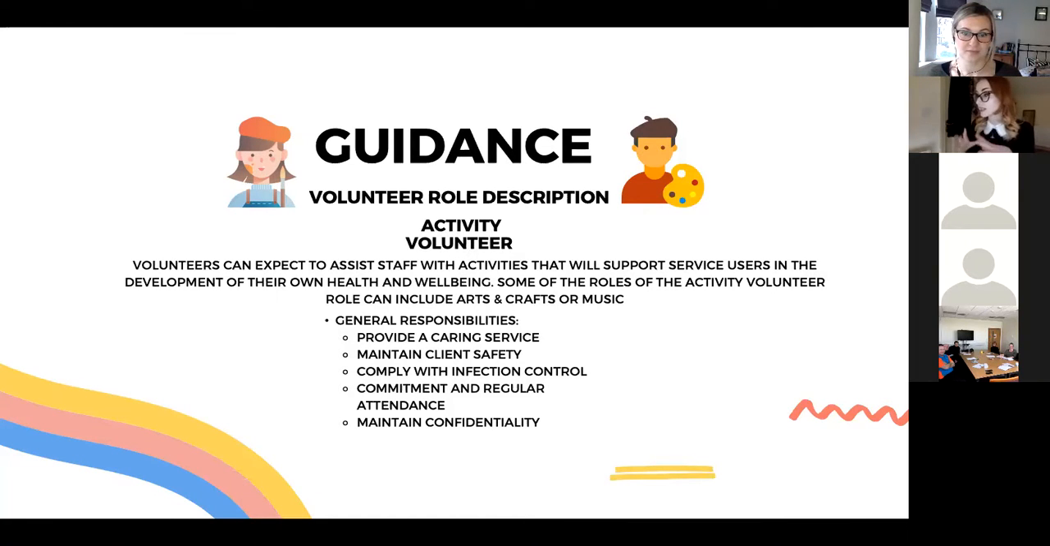In the guidance that we have written, we have based the volunteer role description on an activity volunteer, which is a role that already exists within the Northern Health and Social Care Trust. So this means that the volunteer's role is to assist staff with activities such as arts, craft and music, and the idea is that they're helping support patients or service users in the development of their own health and well-being. So this role of arts facilitator fits very well in this activity volunteer description.